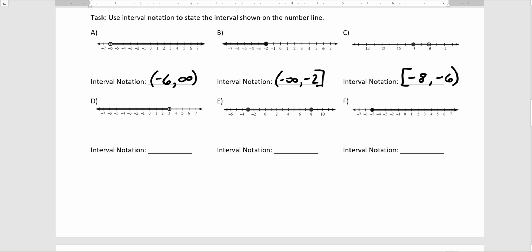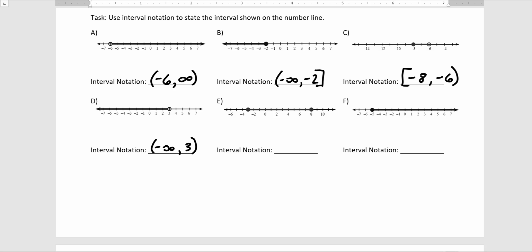All right, let's check letter D here. So D, we can see that this one's going to go all the way to negative infinity, since that arrow is going left. Now the highest value it can go to is 3, but that open circle means it can't equal 3, so we're going to have a soft bracket there. Soft bracket, negative infinity, comma, 3, soft bracket is our interval notation for D.